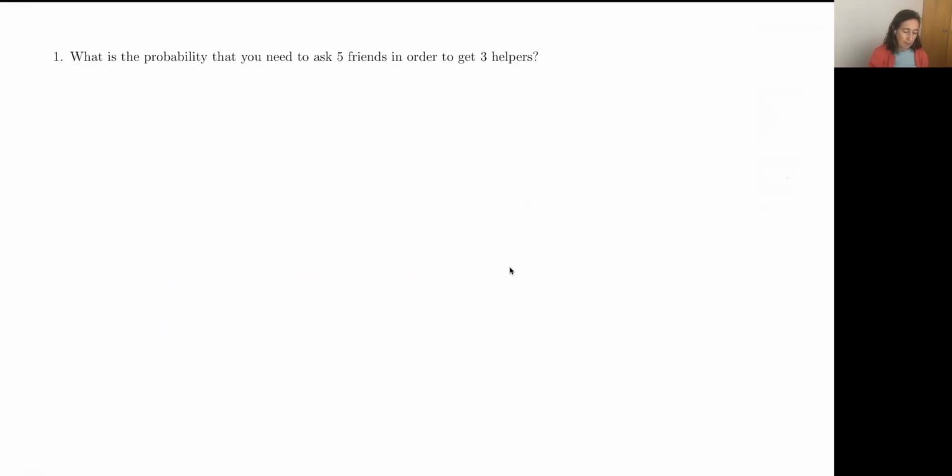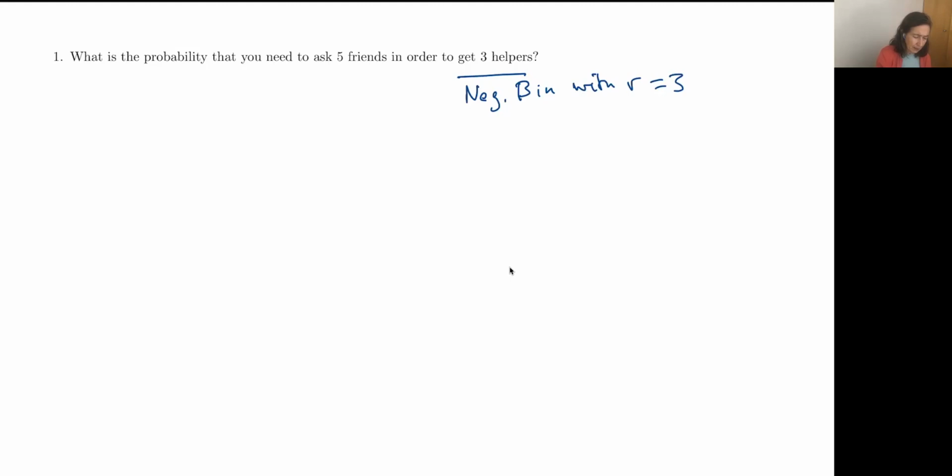So for the first one, the probability that you need to ask 5 friends in order to get 3 helpers. This is a number of trials to get a required number of successes. This is a negative binomial with r equals 3. One thing we're trying to decode in these questions is which of the related random variables the question is asking about. The other thing we need to decode is what the question is asking for. Which column are we in? That seems obvious, but it's an easy thing to forget.